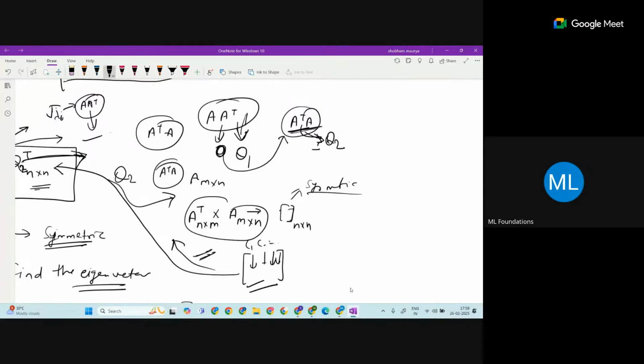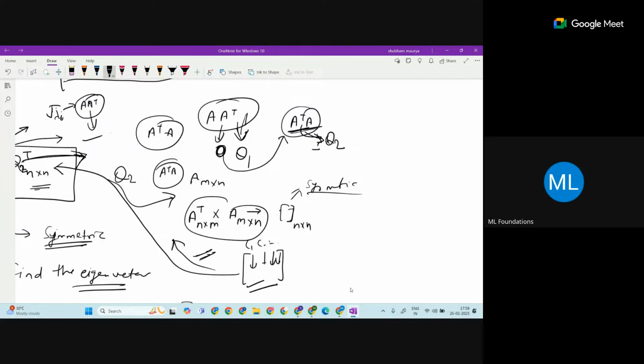Can anyone tell? The eigenvalues of these two should be the same, right? No, they are not going to be the same. A A transpose and A transpose A are not the same. The eigenvalues are not all the same, but the non-zero eigenvalues are going to be the same.